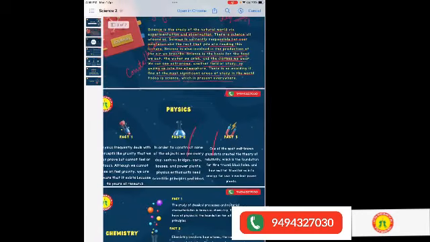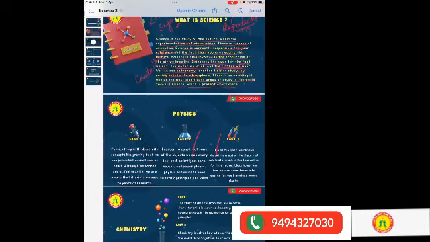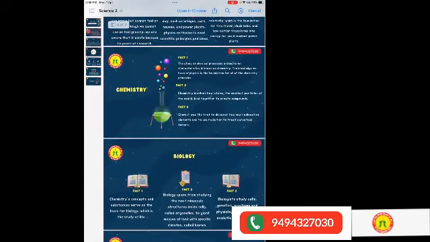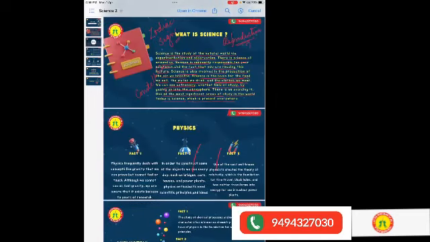Now coming to the division of science, basically we have three divisions: physics, chemistry, and bio. Now a few facts we will be learning about physics. Fact number one: physics frequently deals with concepts like gravity that we can prove but cannot feel or touch. So with physics, whatever things we do, we cannot feel it or touch it.